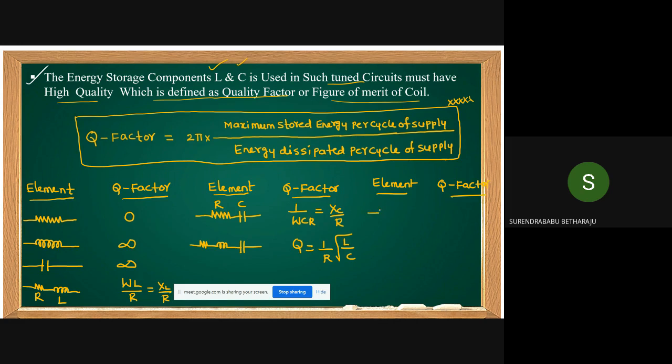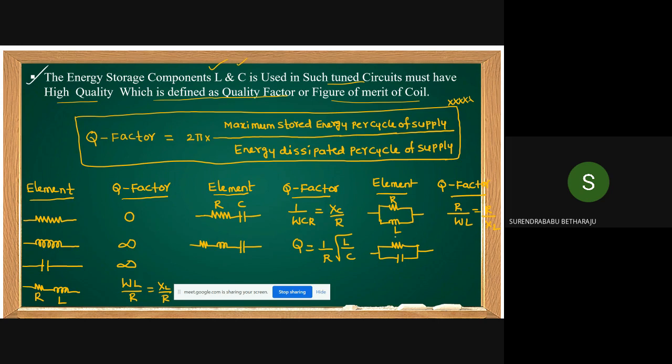If it is a parallel RL combination, what is the quality factor, friends? This is R, this is L. Then you can write R by omega L, that is R by XL. XL is omega L.